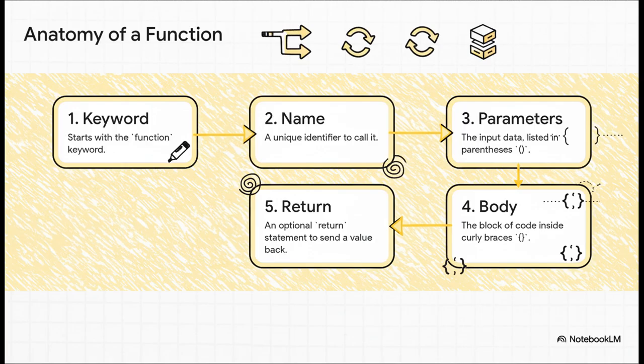It starts with the function keyword. You give it a unique name, and you can feed it ingredients through what we call parameters. The actual recipe, the logic, lives inside the curly braces. And if you want, it can give you a result back using the return keyword.